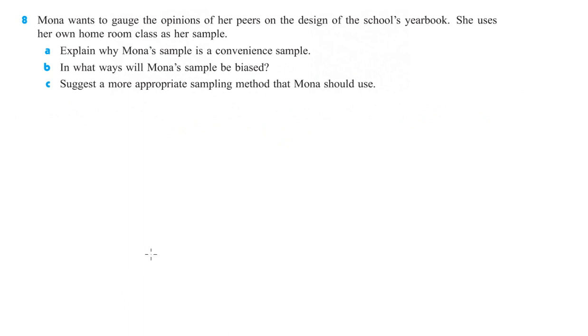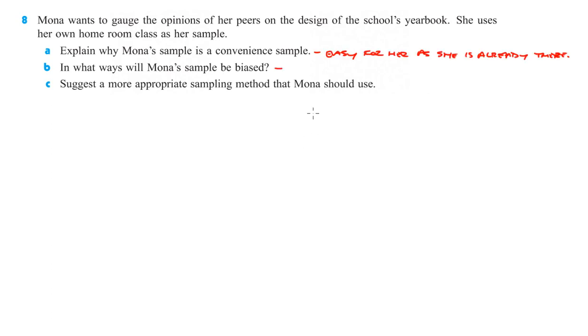Next one we're going to take a look at is 8. Mona wants to gauge the opinions of her peers on the design of the school's yearbook. She uses her own homeroom class as her example. Explain why Mona's sample is a convenience sample. Well, she's there, so it's a lot easier for her to take the sample out of a class that she's already in instead of having to get out of the class and go somewhere else. So it's easiest for her.